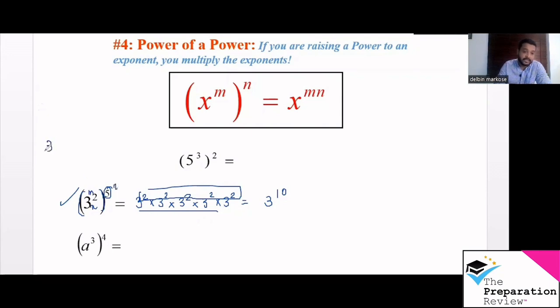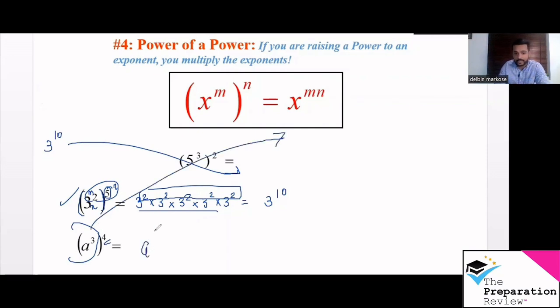So I can say 3 raised to m times n, that's 2 times 5, that will be 10. It's the same answer. What about this? It will be a cube, we are multiplying 4 times, or if I apply the same rule here, it will be a raised to 3 times 4, that will be 12, a to the power 12 here.